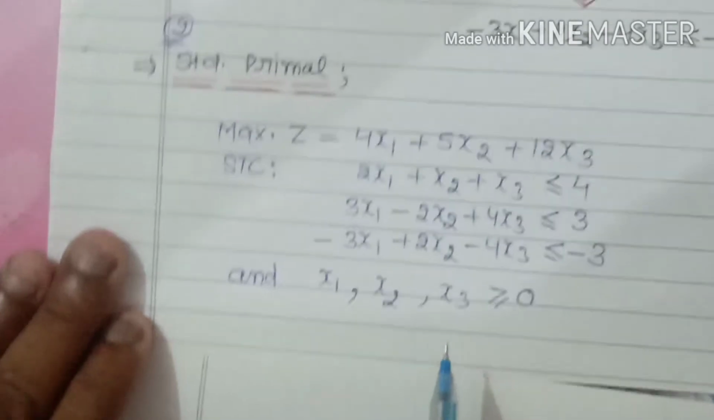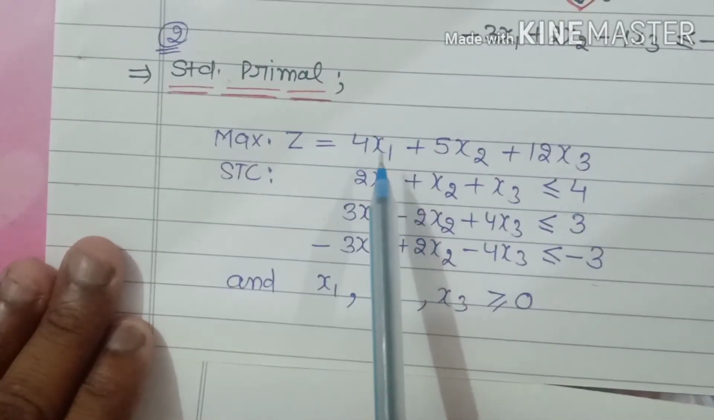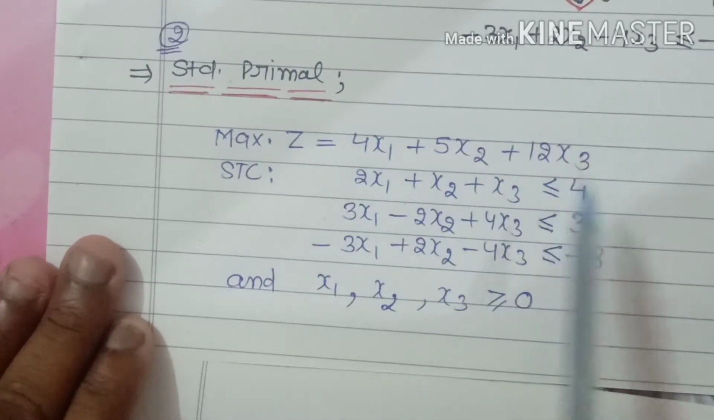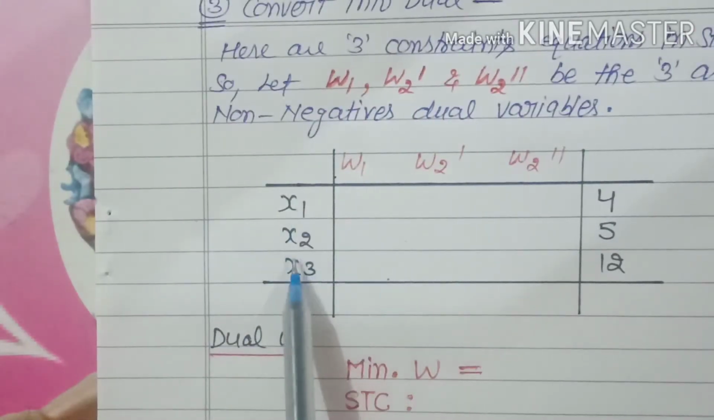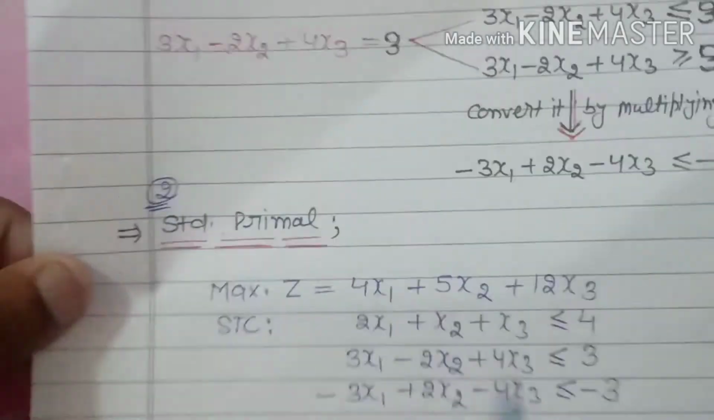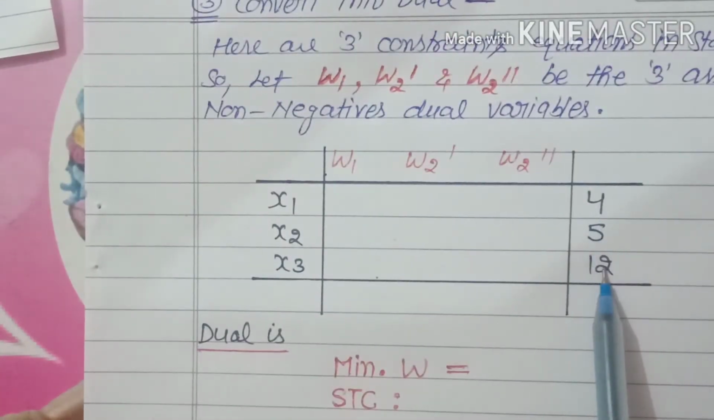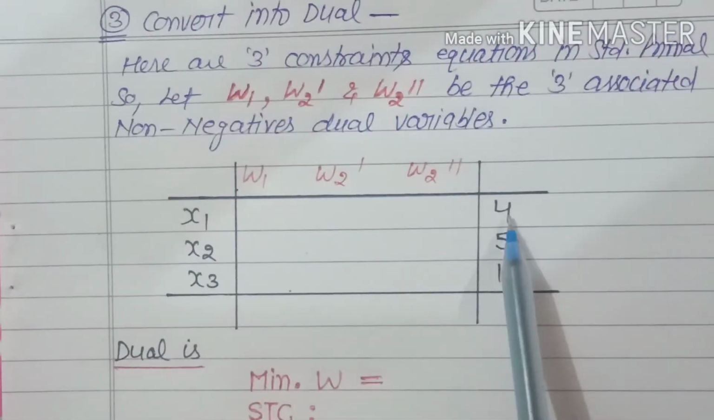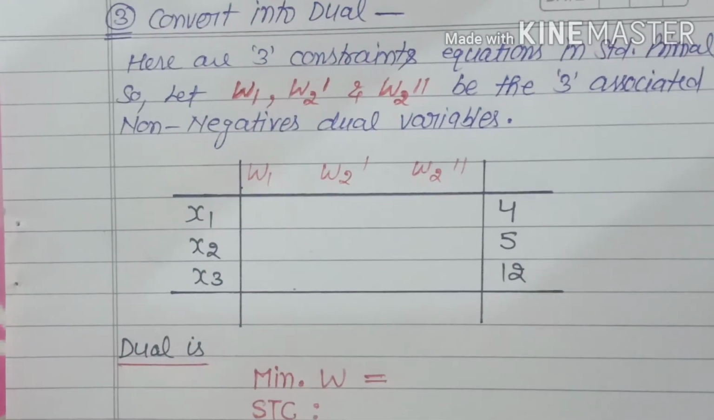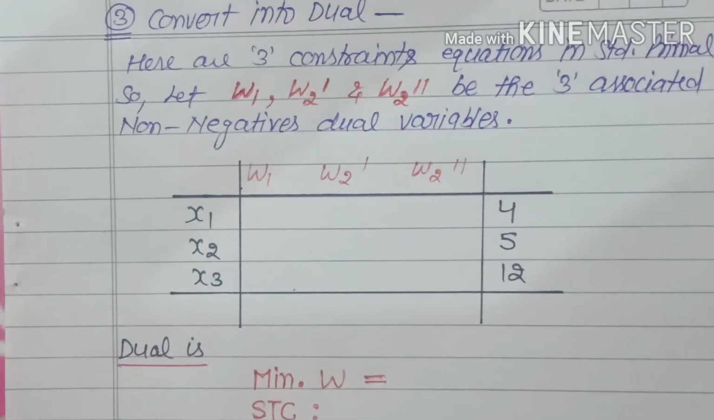In the standard form you will see that the variables of the objective function are x1, x2 and x3. So we have to write these variables here, on the left of the table. Also the coefficients of these variables are 4, 5 and 12. So we have to write them on the right hand side of the table. So these values are 4, 5 and 12. Now we have to write the values under w1, w2 dash and w2 double dash. So we will use the standard LPP for this purpose.